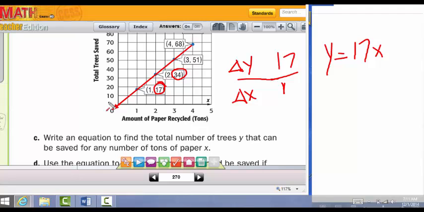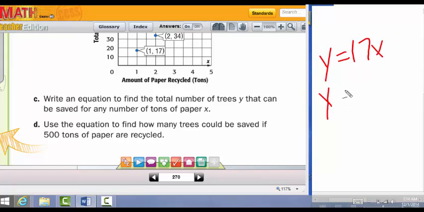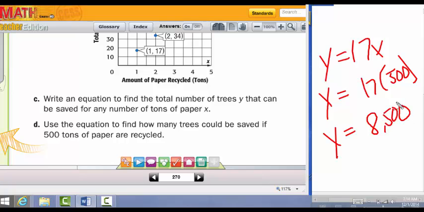Okay, so we have an equation of y equals 17x. The next thing they ask you to do is to use the equation to find out how many trees could be saved if 500 tons of paper are recycled. So we have y equals 17x. We can say y equals 17 times 500, which is y equals 8,500, and they ask us how many trees could be saved, so that is 8,500 trees.